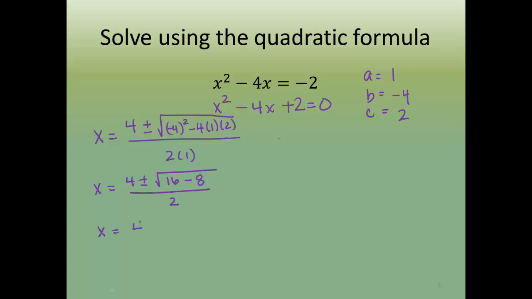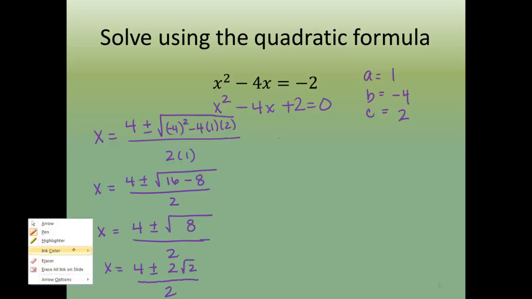x equals 4 plus or minus the square root, we'll do our subtraction, all over 2. And now I'm ready to simplify the radical 8 to be x equals 4 plus or minus 2 radical 2, all divided by 2. This step is almost the last step, but we are able to reduce the 4 plus or minus 2 radical 2 over 2.